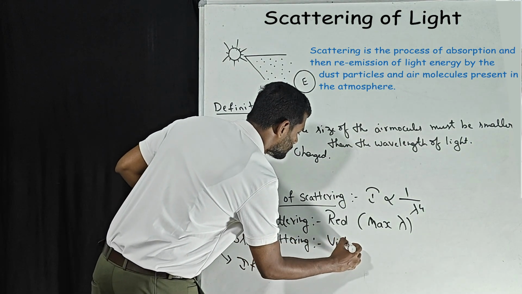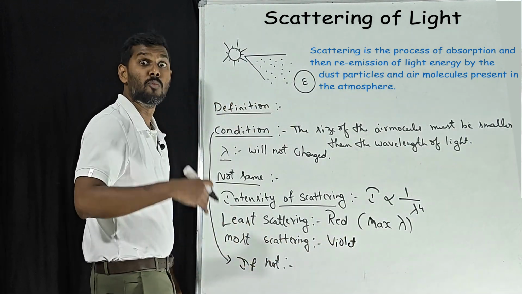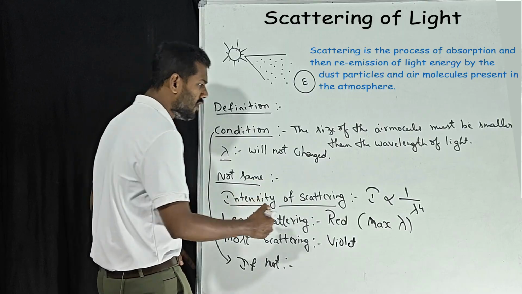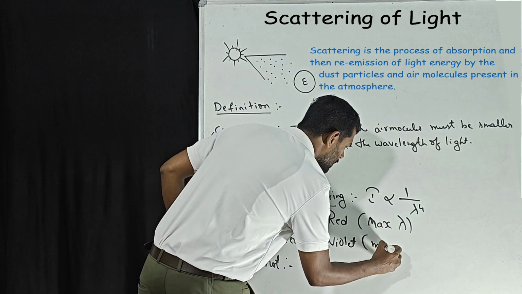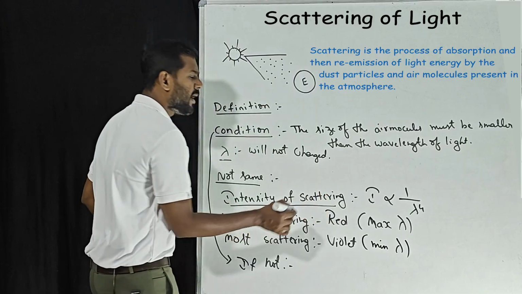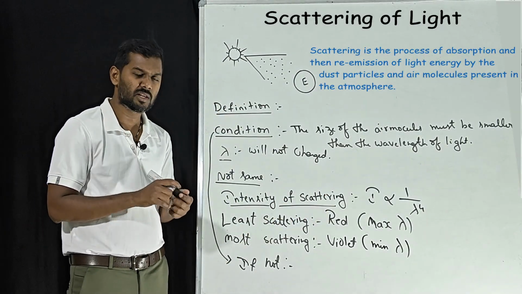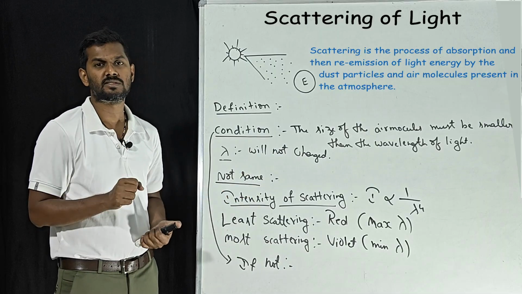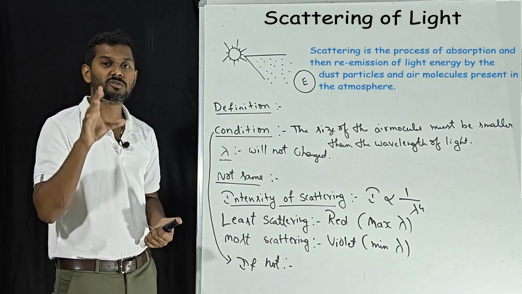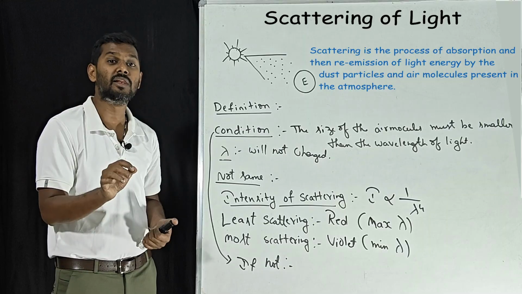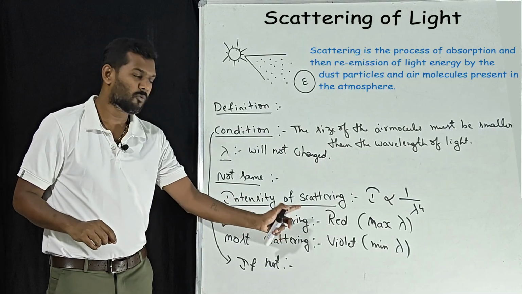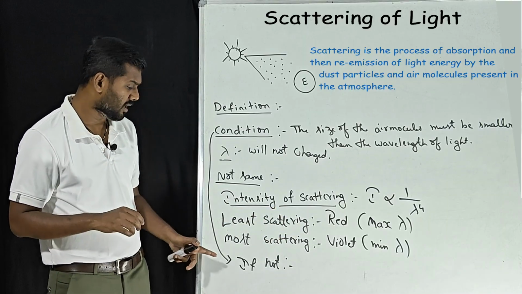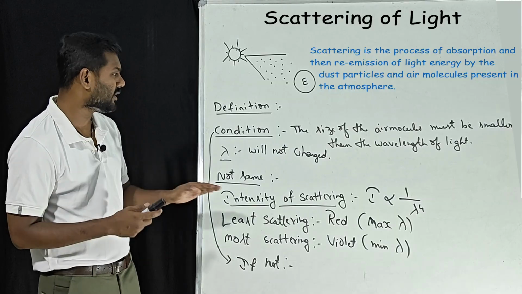Violet will scatter the most. Why? Because it has minimum wavelength compared to the other colors. When it comes to colors, red has the maximum wavelength. That is why it scatters least. Scattering means spreading, so the spreading of red color light is least compared to violet color light.